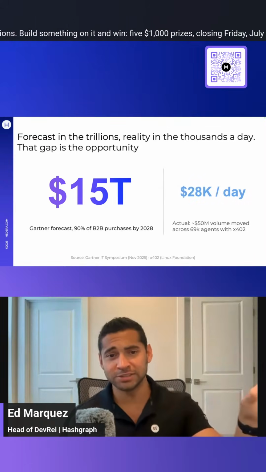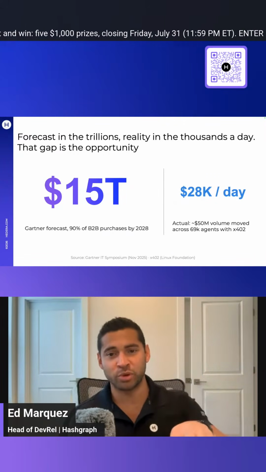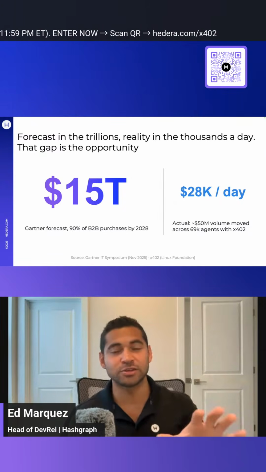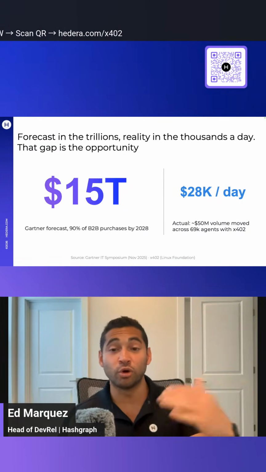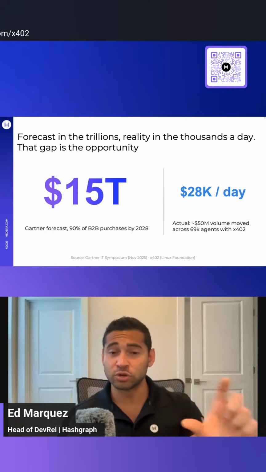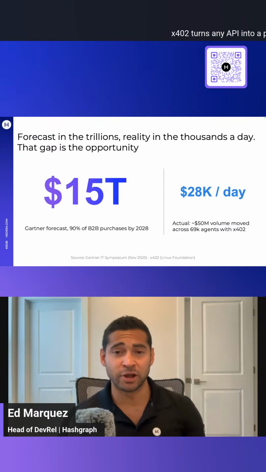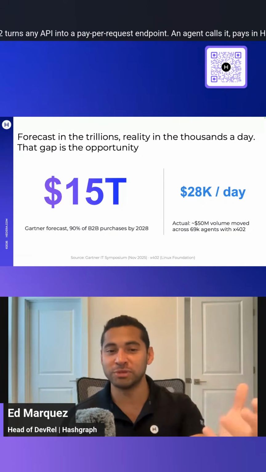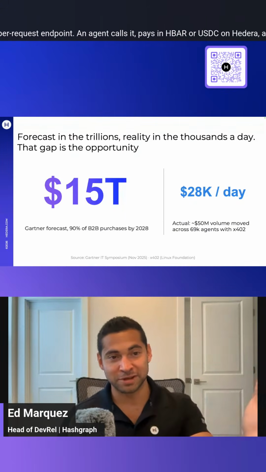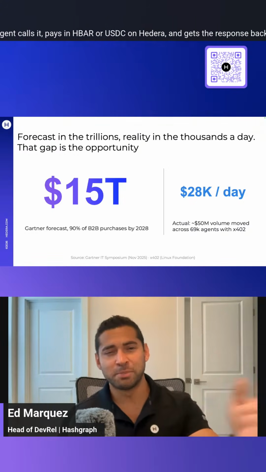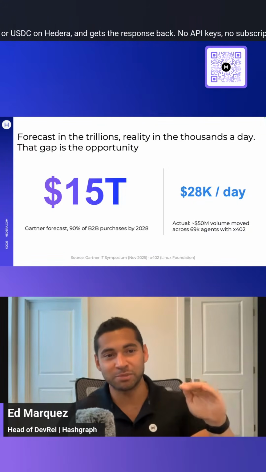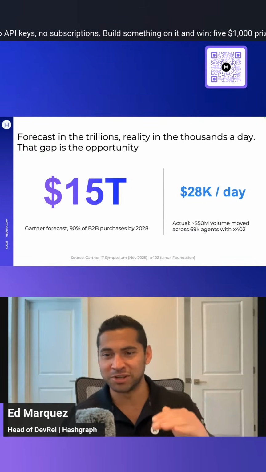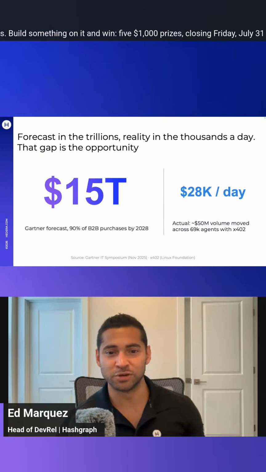Now, that's a forecast. Here's the measured number that we have today with the x402 protocol. It has around 69,000 agents that have run almost 200 million payments. And in terms of volume, that's roughly $50 million in volume, so about $28,000 a day. So it's not extremely high. We have the rails, they are here, but the volume is not super high just yet, right? And that gap between the $15 trillion and the $28,000 a day, I think that's the opportunity that we have in the next few years.